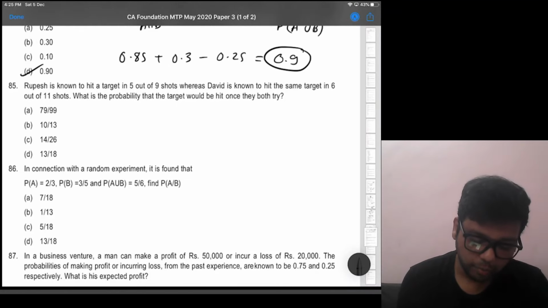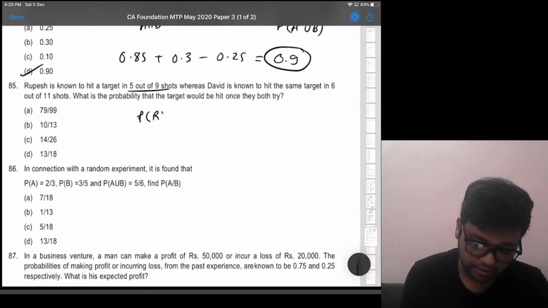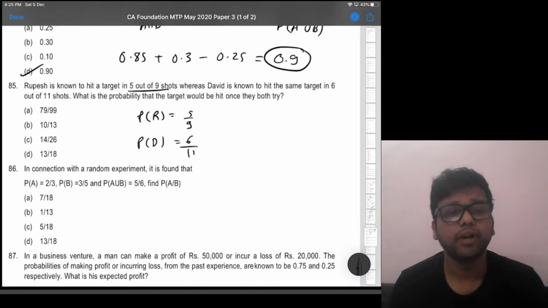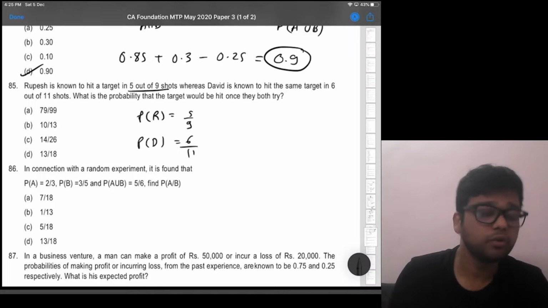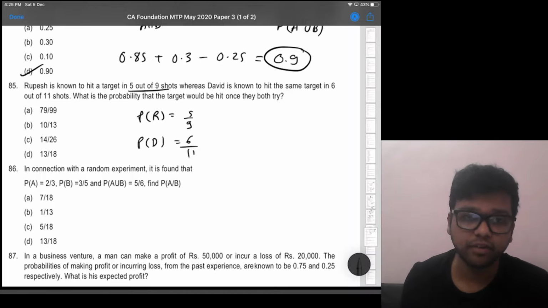Next, Rupesh is known to hit a target in 5 out of 9 shots. So probability of Rupesh is 5 by 9, whereas probability of David is 6 out of 11 if you read. Then what is the probability that the target would be hit once they both try? Would be hit means what? Would be hit by any one of them.